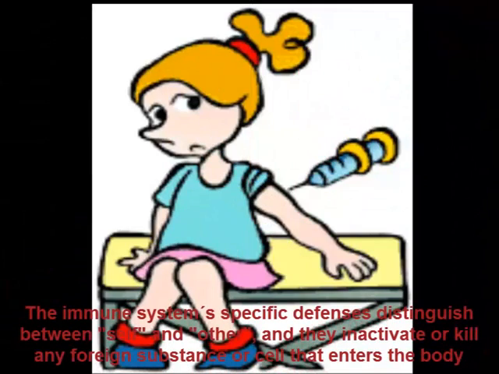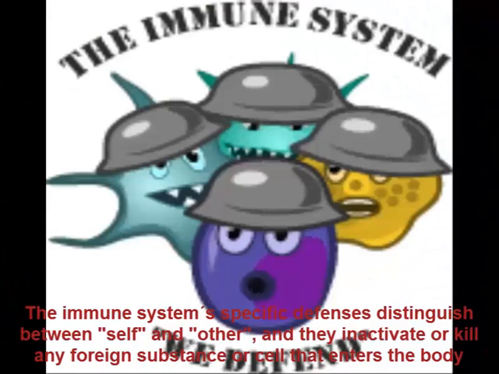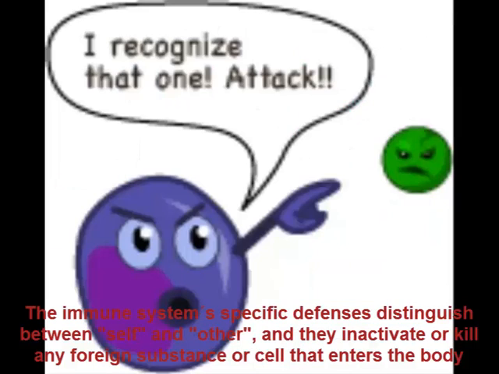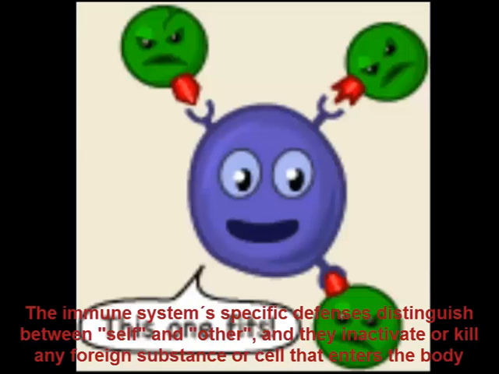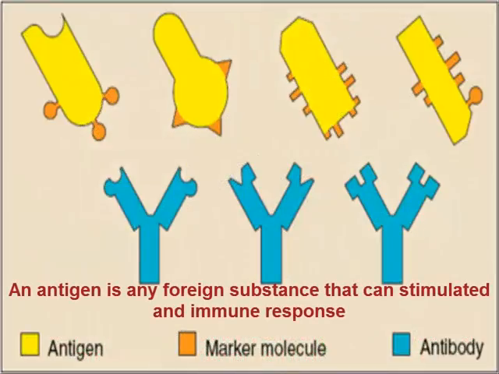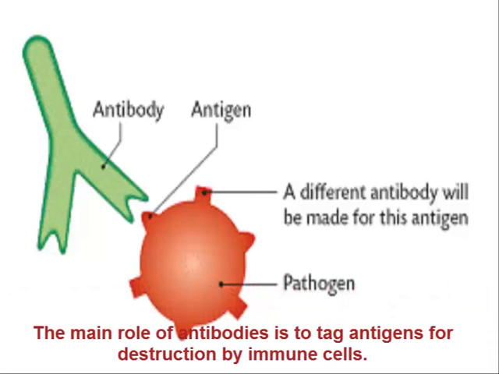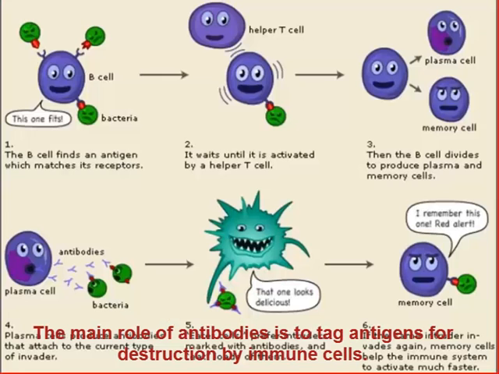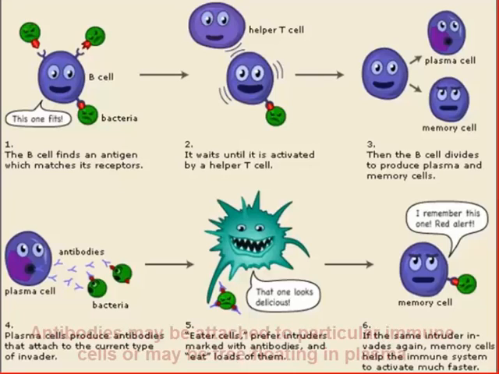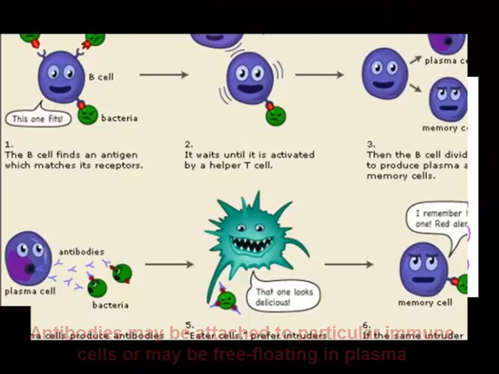The immune system, the specific defense, distinguishes between self and other, and it inactivates or kills any foreign substance or cell that enters the body. An antigen is any foreign substance that can stimulate an immune response. The main role of antibodies is to mark antigens for destruction by immune cells. Antibodies may be attached to particular immune cells or may be free, floating in plasma.